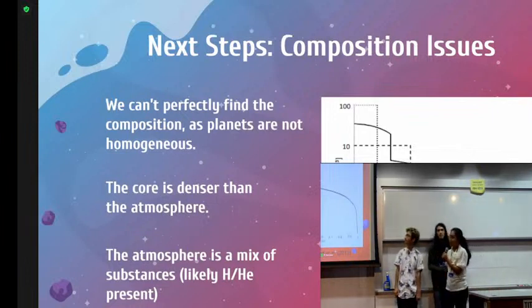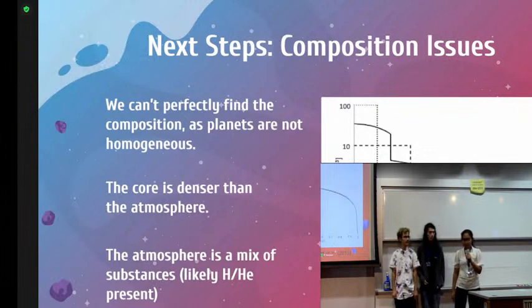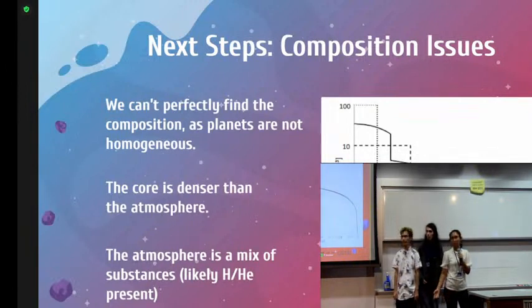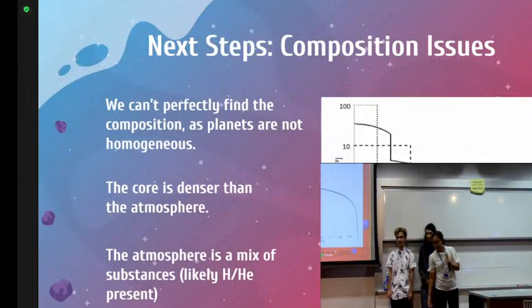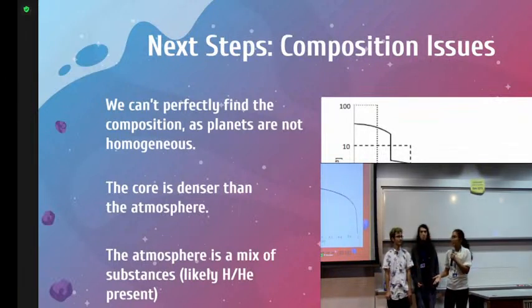Continuing on with our next steps for composition, there are a few issues with this. For example, planets aren't exactly homogeneous. They're not made up of the same element all the way through. The core is denser than the atmosphere, so obviously there's going to be some discrepancy between the core's density and the atmosphere as you move out. And the atmosphere is also a mix of substances, though you'll likely have hydrogen and helium there.